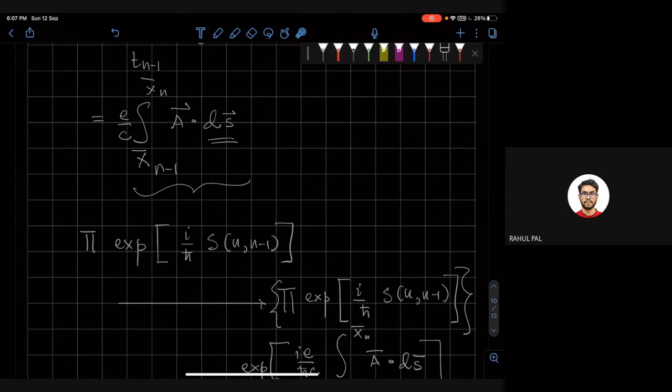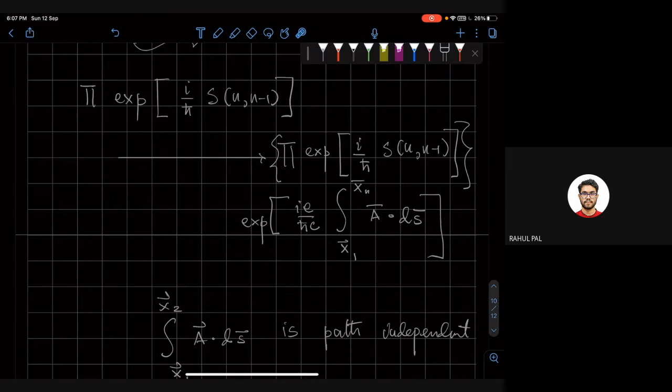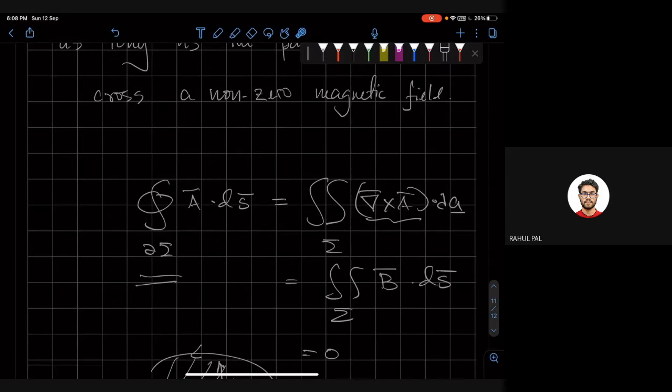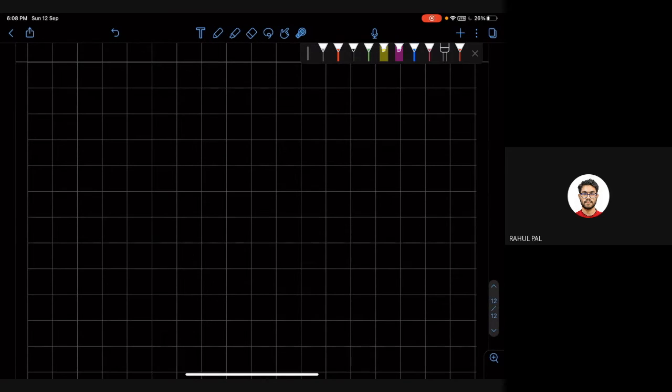So this is basically when we turn on the electromagnetic field, this factor picks up this factor now, but this factor does not depend on the path. It just depends on the endpoints. So now let us look at what the total path integral would look like before and after turning on the magnetic field.